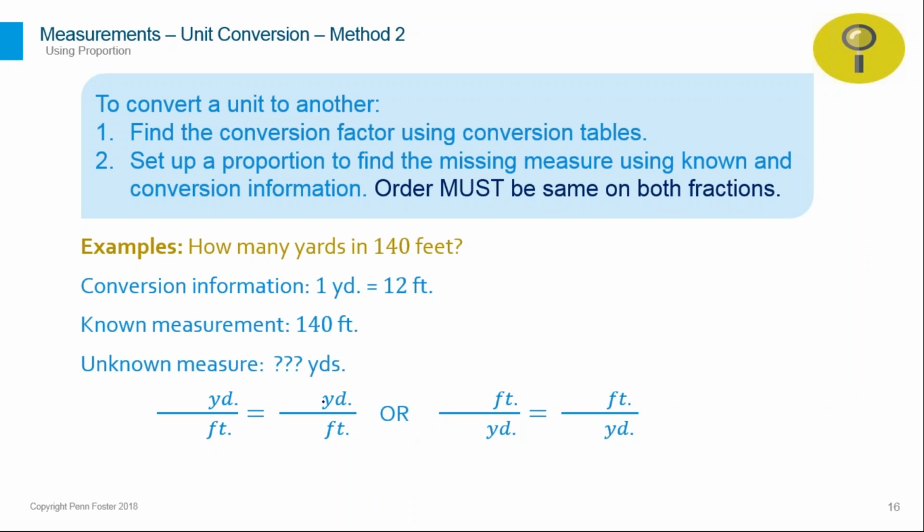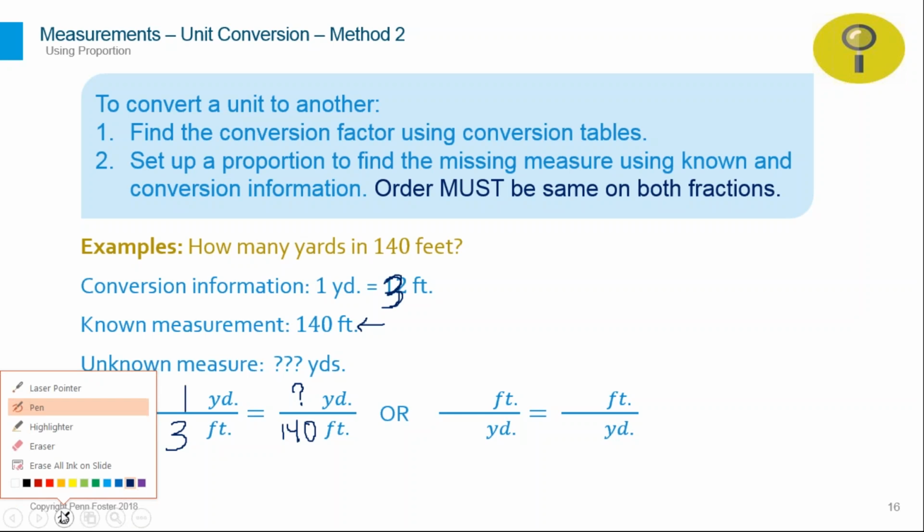So the conversion information, or the factual information, or the conversion factor, is 1 yard is equivalent to 3 feet. That is 3 feet, not 12. So 1 yard equals 3 feet. And I want to know how many yards in 140 feet. The number of yards would then be the unknown. So let's put everything together in the proportion. Remember, a proportion is two equal fractions. The first one usually will have the factual information: 1 yard is equivalent to 3 feet. I know how many feet I have, 140, but I'm not sure how many yards in 140.